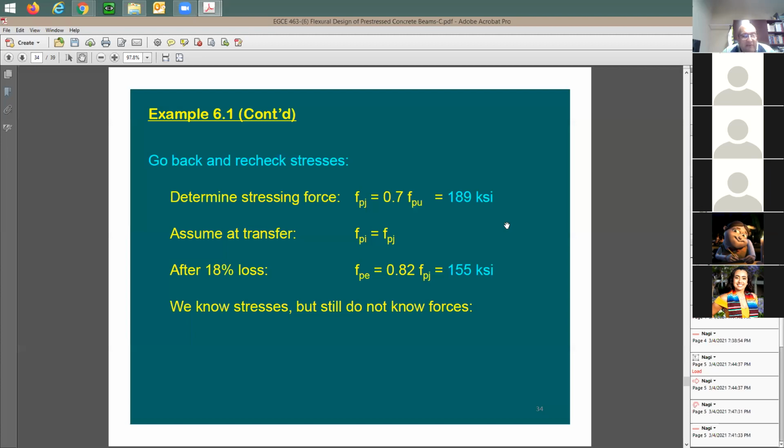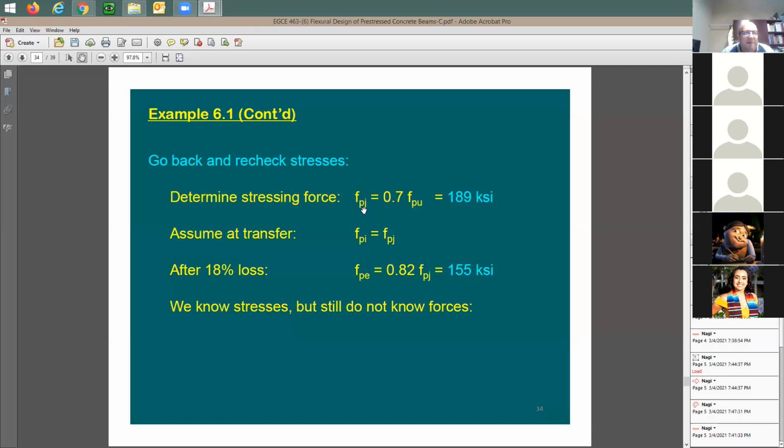I said if you don't have any values, use the 3 values. 270 is going to be the ultimate, 189 at the time of transfer, and 150 assuming that you have 20% losses. In this specific example, it says loss is going to be only 18%, not 20%. So the effective is going to be 82% of the jacking.